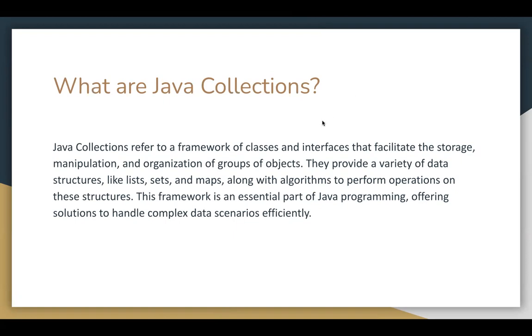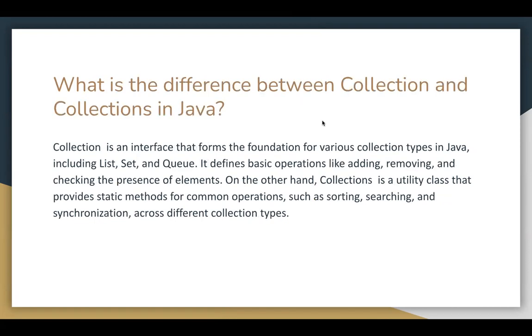So, next question is, what is the difference between Collection and Collections in Java? As we know, Collection is an interface that forms the foundation for various collection types in Java, including list, set, and queue. It defines basic operations like adding, removing, and checking the presence of elements. On the other hand, Collections is a utility class that provides static methods for common operations such as sorting, searching, and synchronization across different collection types.